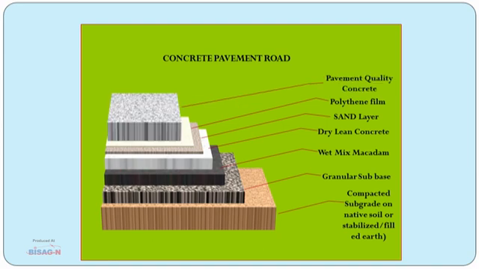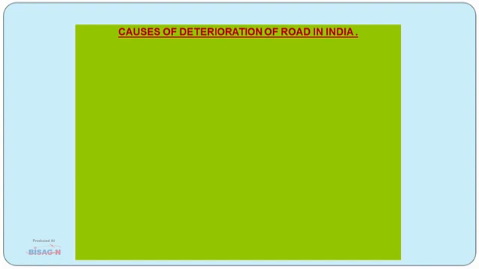The uppermost layer is called the PQC, that is pavement quality concrete. It is a high grade pavement concrete. PQC may be JPCP, jointed plain concrete pavement, JRCP, jointed reinforced concrete pavement, or CRCP, continuously reinforced concrete pavement. Next are the causes of deterioration of roads in India.